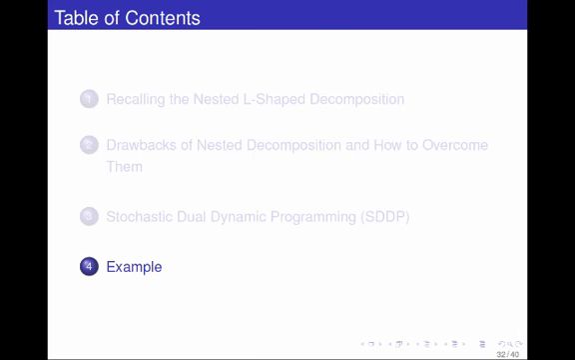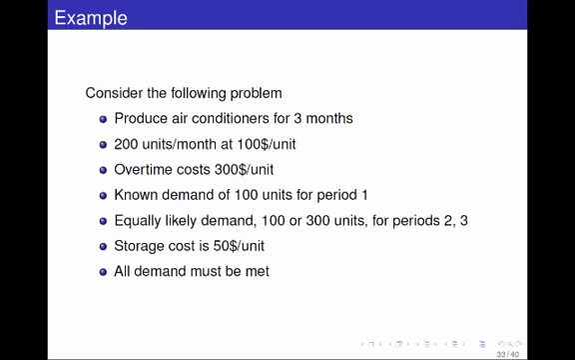Alrighty, so let's see an example. This is the air conditioning example that we've seen before. I'm going to give you a quick reminder. We're producing air conditioners for 3 months, so it's a 3-stage problem.